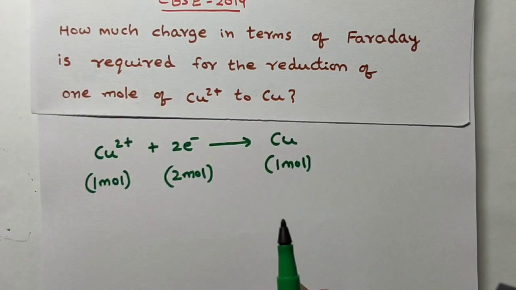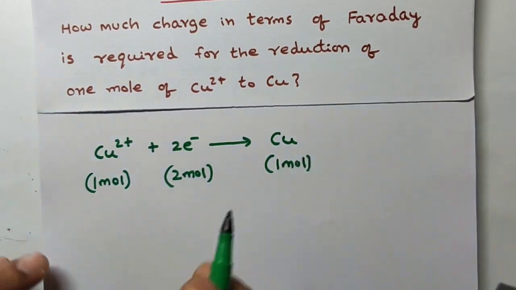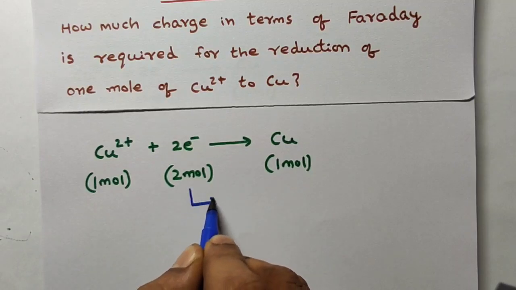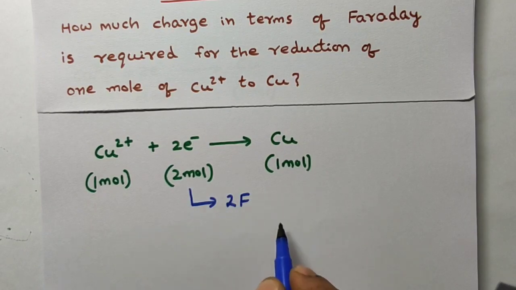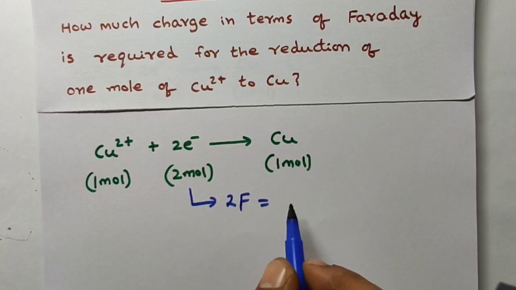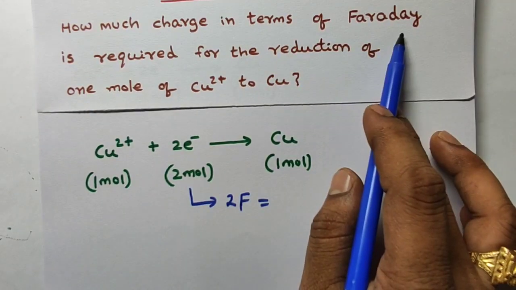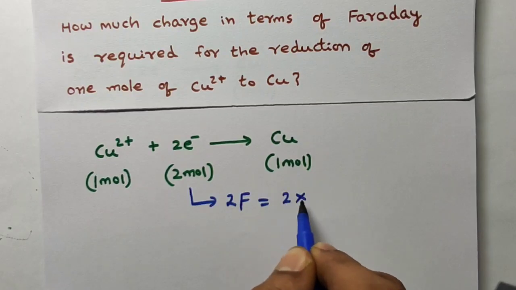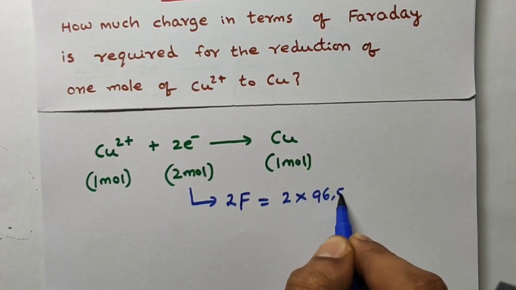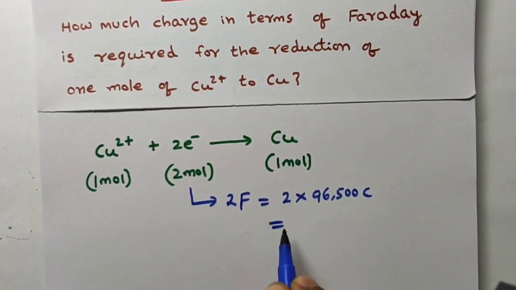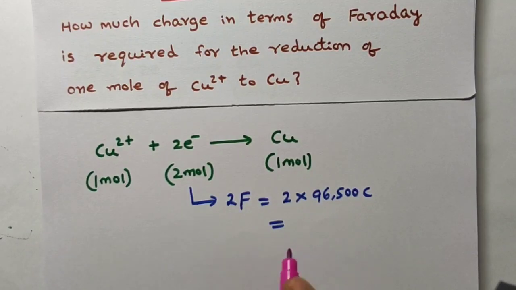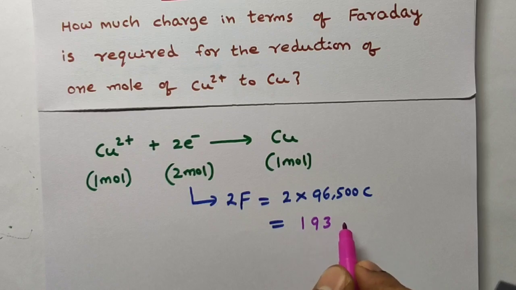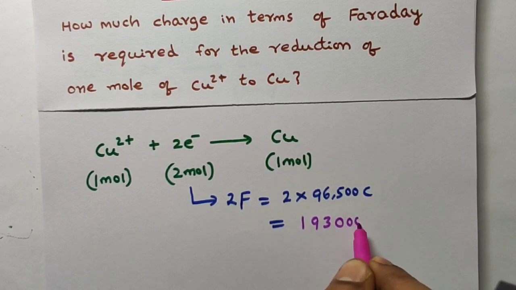So in this reaction, 2 moles of electrons are nothing but how many Faradays? 2 Faradays. So if they ask for charge, since they have asked in Faraday, the answer is 2 Faraday. Sometimes they ask for charge in coulombs. At that time what do we have to do? 2 into 96,500 coulombs. If you multiply, we will get 193,000 coulombs.